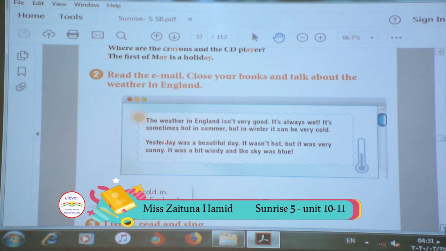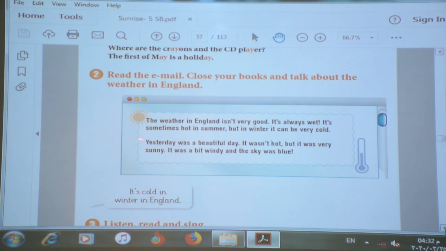Now, here, yesterday was a beautiful day. If you look at the sentence, we have was, and was is used for the past, and you have yesterday, so you should use was. Yesterday was a beautiful day. It wasn't hot. If you have it for the past, you should put was. You should use what? Was. Okay?